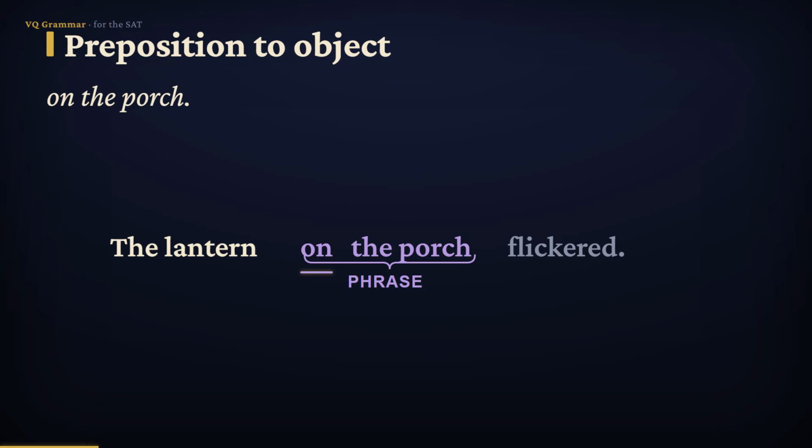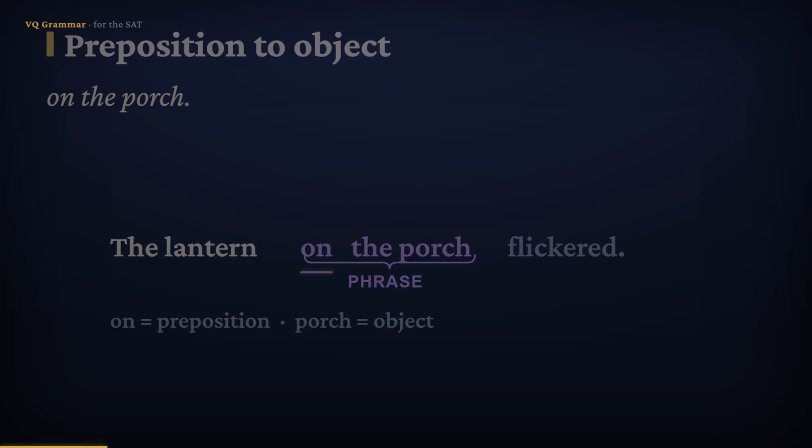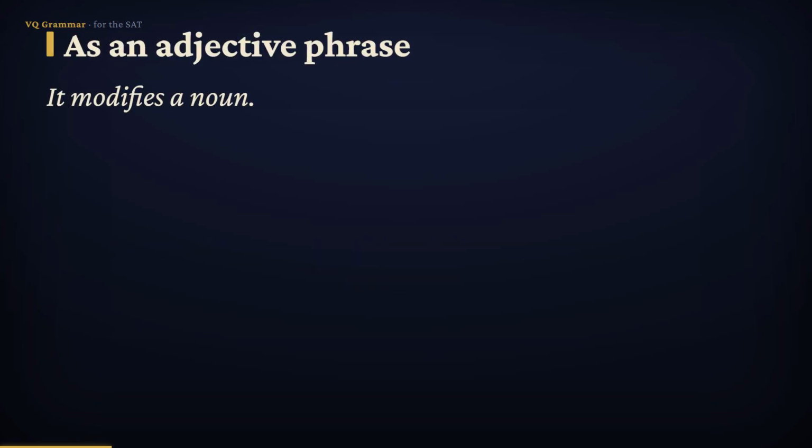Every one works the same way. It begins with a preposition and ends with its object. Here's the interesting part. A prepositional phrase can do the job of an adjective or of an adverb. First, the adjective phrase. It modifies a noun or a pronoun, telling which one or what kind.